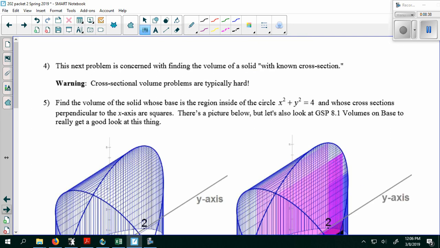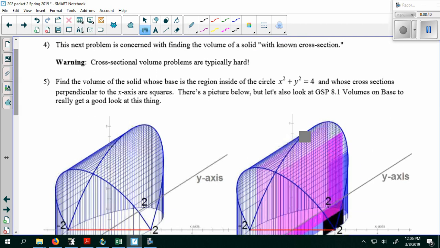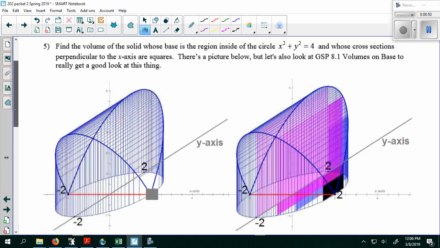Okay, so this next problem is concerned with finding the volume of a solid with known cross-section, meaning we know what the cross-sections look like. These are typically hard problems, but once you get a feel for what they're asking, it's not so bad.